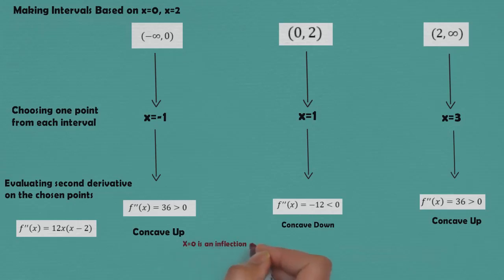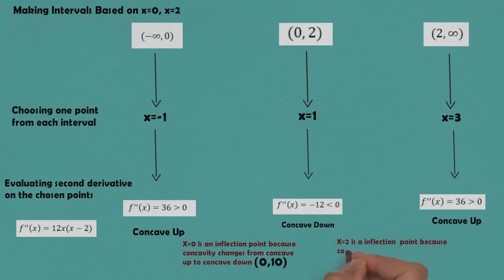So x is equal to 0 is inflection point because concavity of the graph changes, that is from concave up to concave down. So evaluating its y coordinate, the inflection point comes out to be 0, 10. And x is equal to 2 is also inflection point because concavity of the graph changes from concave down to concave up. So evaluating its y coordinate, the inflection point comes out to be 2, minus 6.